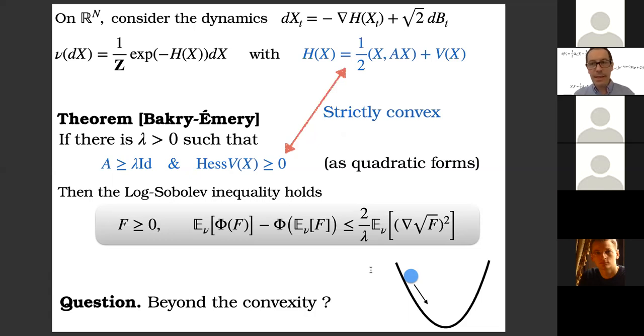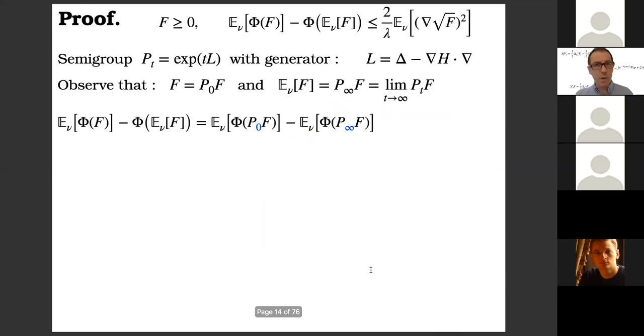So again, let me tell you very briefly how this inequality can be derived, because it will be useful for what we're going to do next. So the Log-Sobolev inequality, I reminded you, is written here at the top. It's a difference bounded by the Fisher information. And the whole idea is to say, well, this difference between the expectation of phi of f and phi of the expectation of f, I want to view that as an interpolation. And I want to view that as an interpolation along the semigroup of the generator of the dynamics.